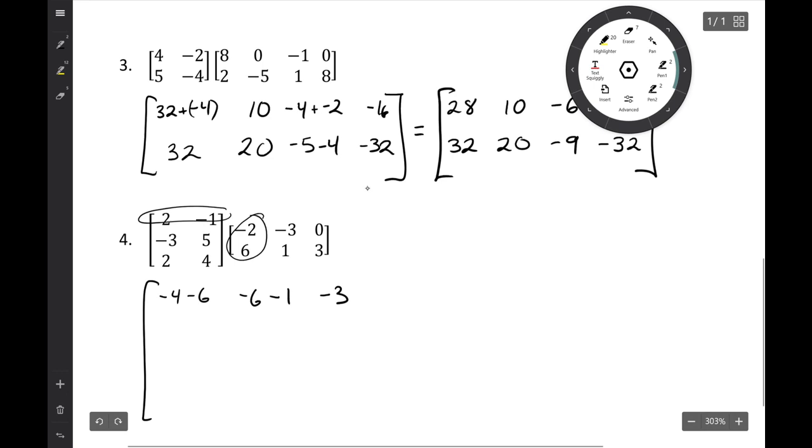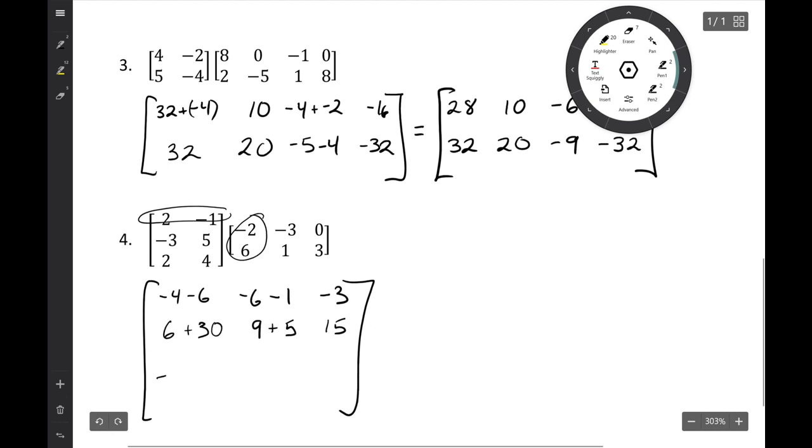3 times -2 is -6. 5 times 6 is 30. -3 times -3 is 9. 5 times 1 is 5. -3 times 0 is 0. 5 times 3 is 15. This one turned out to be pretty big.